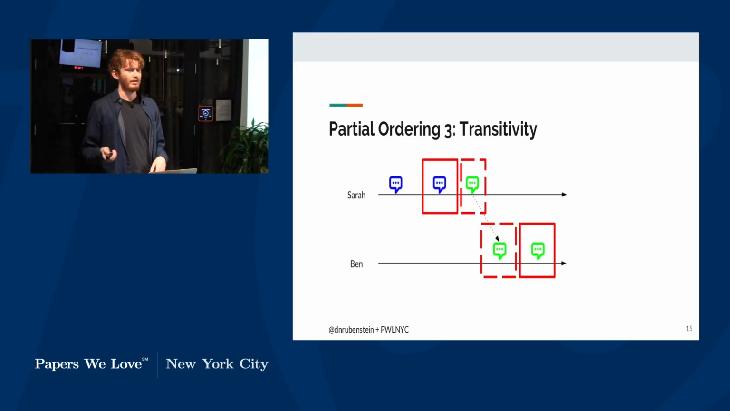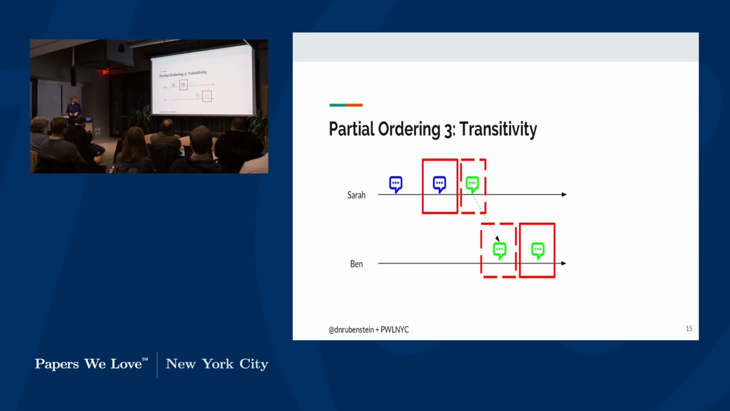And then rule number 3 is transitivity. So this helps us answer the question of a relationship between events that aren't necessarily immediately proximate. So let's look at an example. Sarah sends a message to Ben. Ben receives it. Ben receives another message. We have a relationship of partial ordering between these two events, even though there's a lot going on between them. So that's concept number 1, partial ordering.